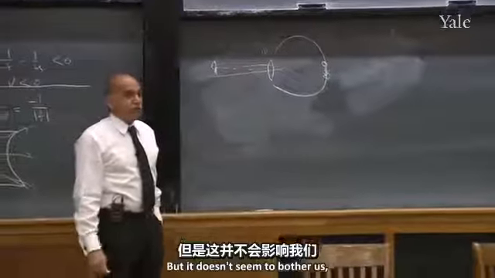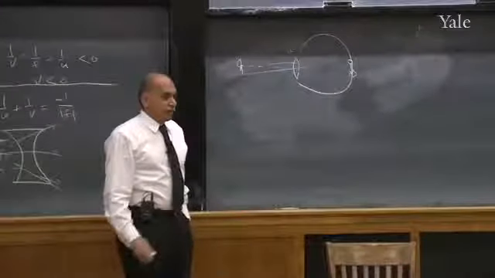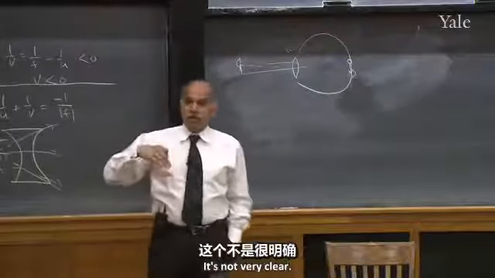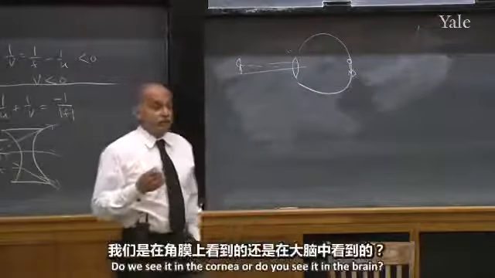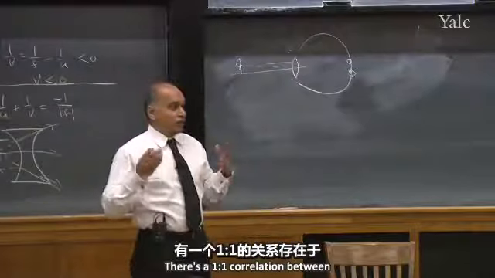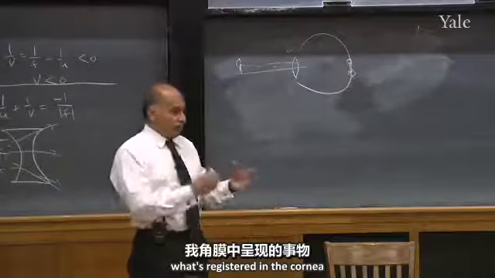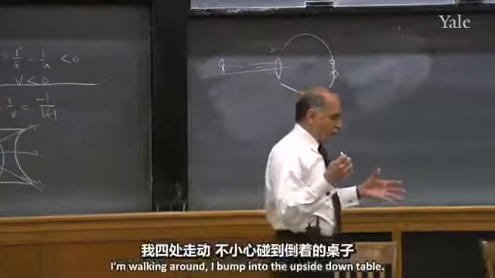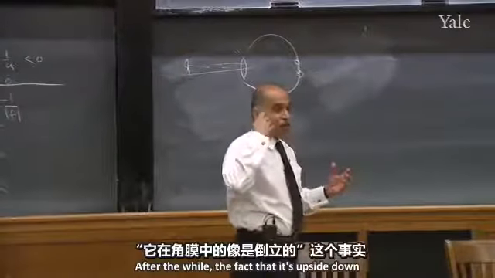But it doesn't seem to bother us, because where do you really see something? It's not very clear. Do you see it in the cornea, or do you see it in the brain? There's a one-to-one correlation between what's registered in the cornea and what I run into in my real life. I'm walking around, I bump into the upside-down table. After a while, the fact that it's upside down, the cornea is not relevant.